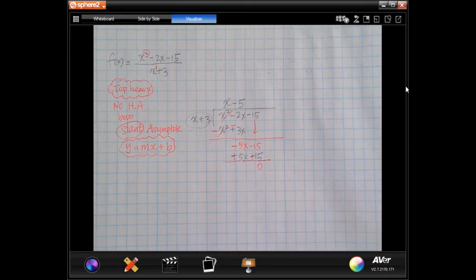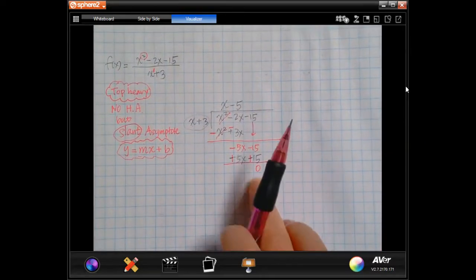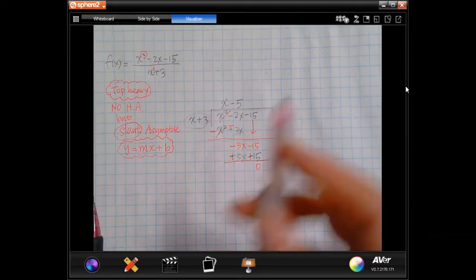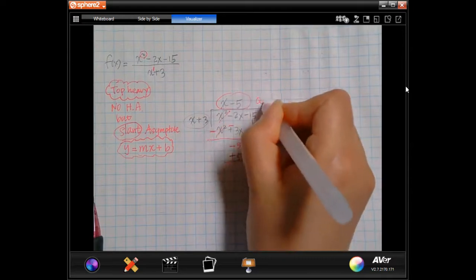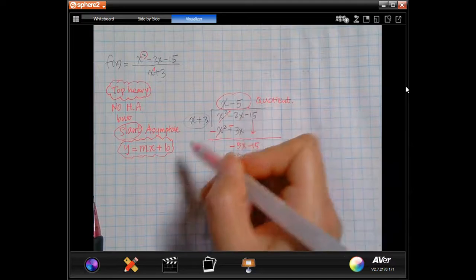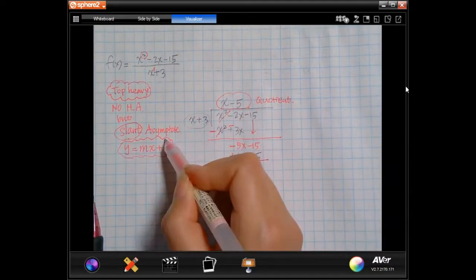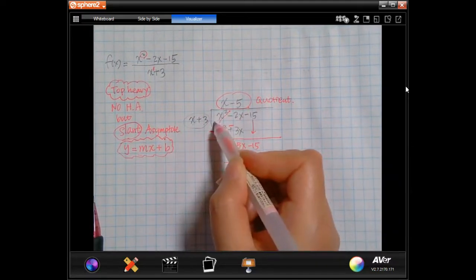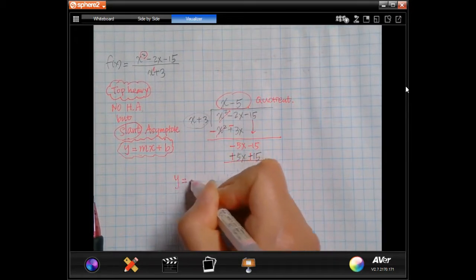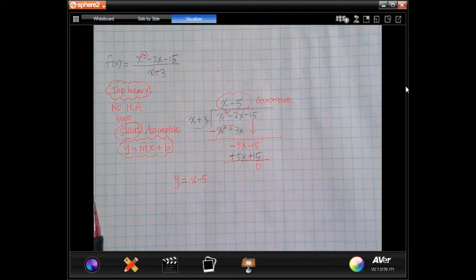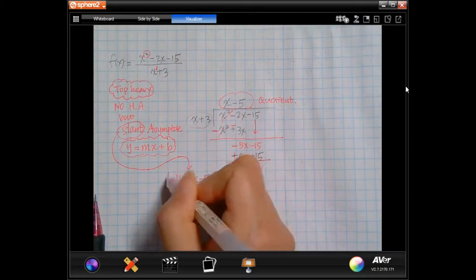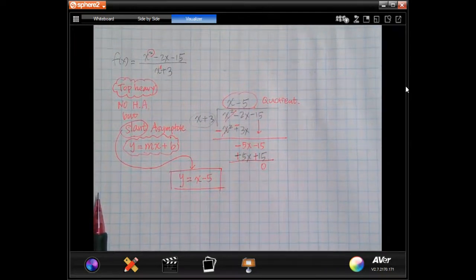Once you have a remainder of 0, which is a very convenient case, you can look at the quotient, and that gives you the slanted asymptote. In this case, my slanted asymptote will be y equals x minus 5. This is my slanted asymptote here.